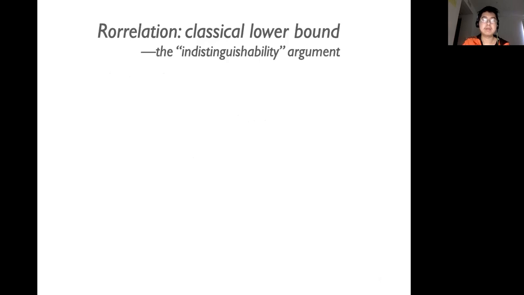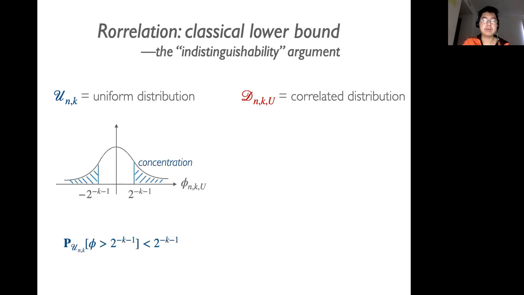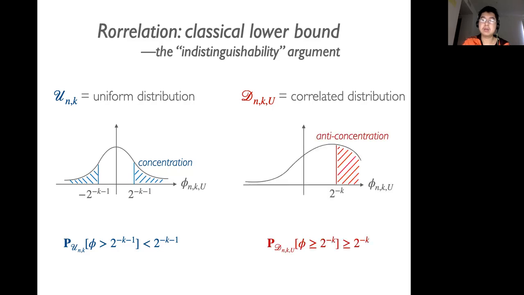So really the hard part of the analysis is to lower bound the randomized query complexity of the Forrelation problem, for which we follow an indistinguishability argument. Here we have two distributions. One is a uniform distribution, the other is a carefully chosen correlated distribution. The uniform distribution has a concentration property, namely, a uniformly random input will have small Forrelation with high probability. In other words, a uniformly random input will be a zero instance with high probability. While the correlated distribution has the anti-concentration property. So a random input sampled from this distribution will be a one instance with high probability.